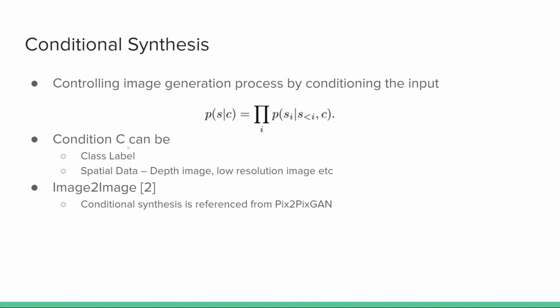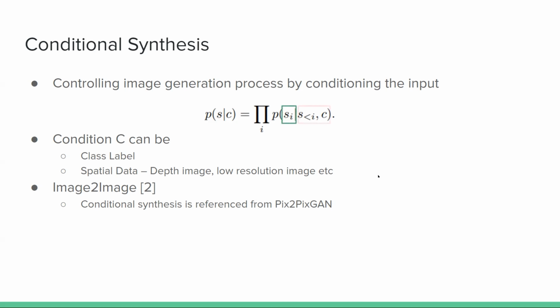The condition can be anything in the form of a class label or spatial data. The spatial data can be like a depth image or a low resolution image. So this is the specialty of this paper, that it is not just the class label, it can also accept spatial data as the condition. This part of the conditional synthesis has been referenced from another research paper called image-to-image translation using conditional adversarial networks, wherein they use an architecture called CAP6412 to generate the images.